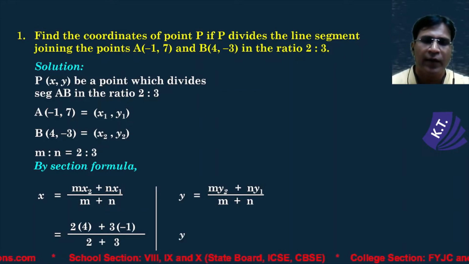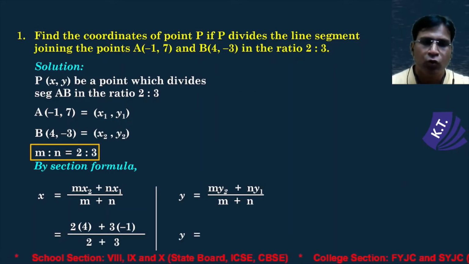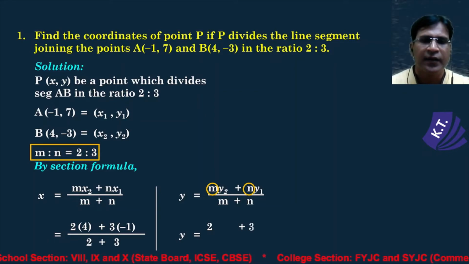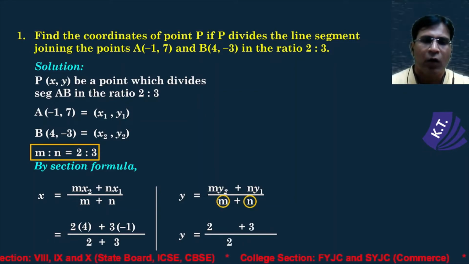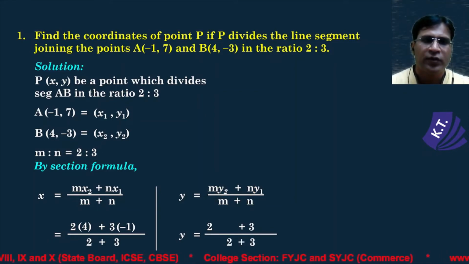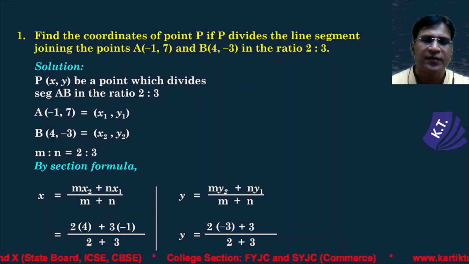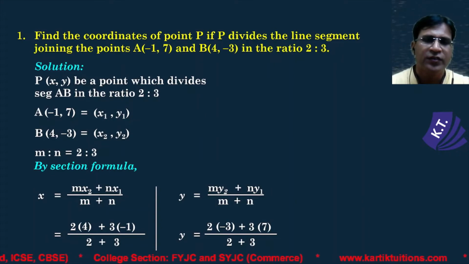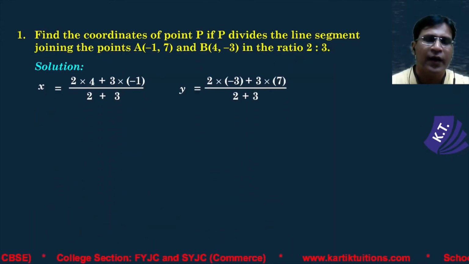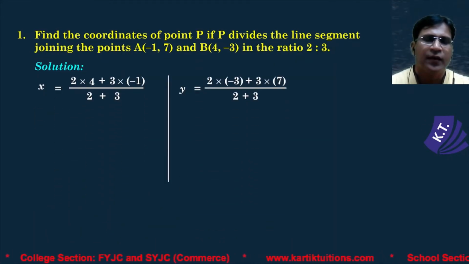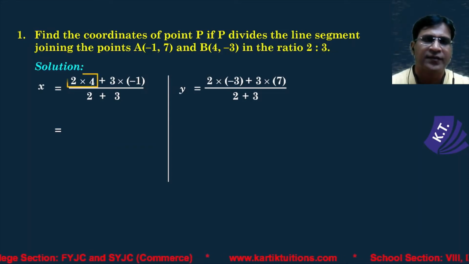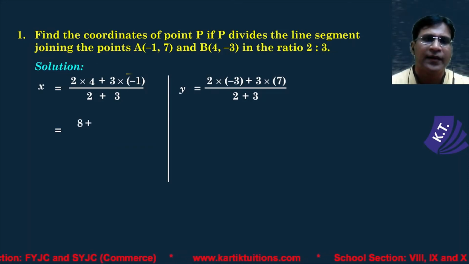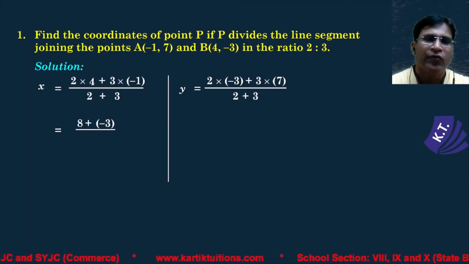Now let's go for the y part. Again, write 2, leave some space, plus 3 upon 2 plus 3. Now what is our y2 this time? y2 is -3, so it is 2 into -3 plus 3 into 7. Now we just have to multiply. So 2 4s are 8, so it gives us 8. 3 into -1 gives us -3, so it becomes 8 minus 3 upon 5.